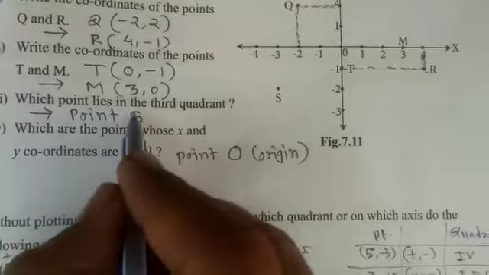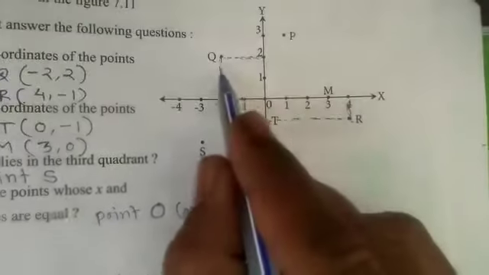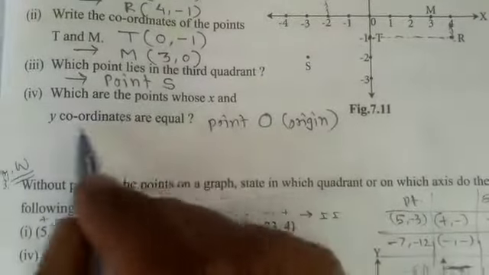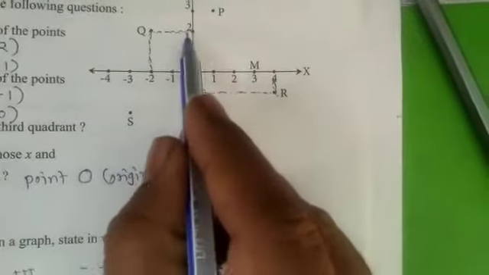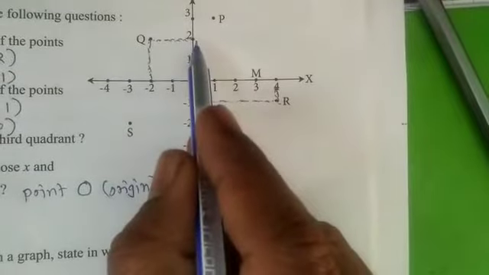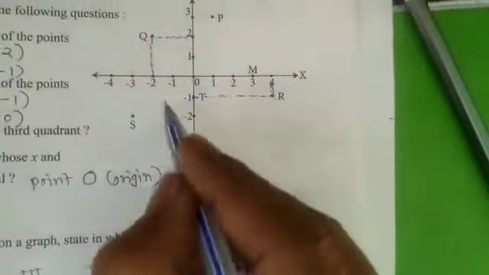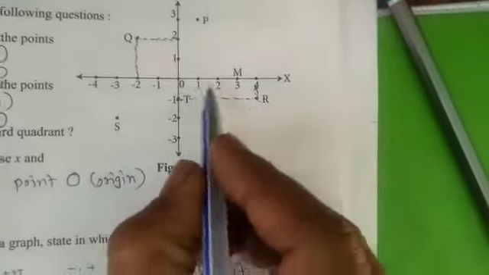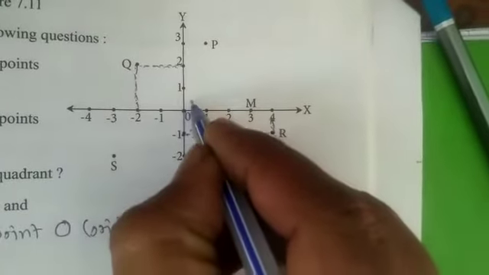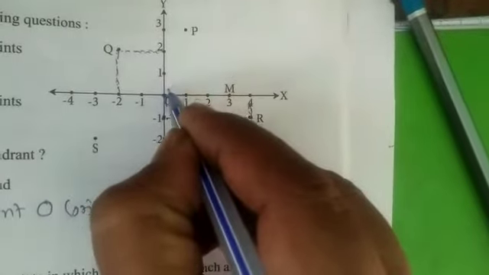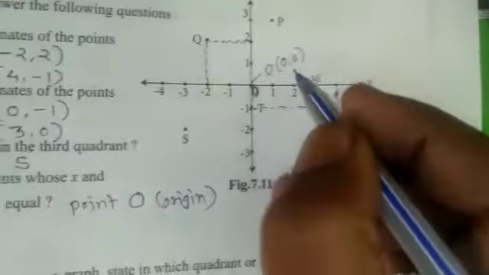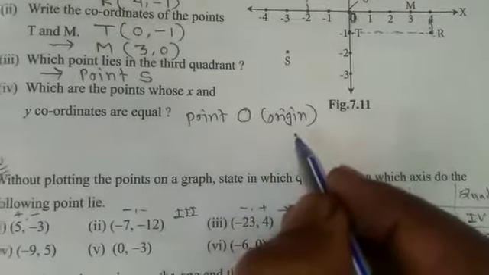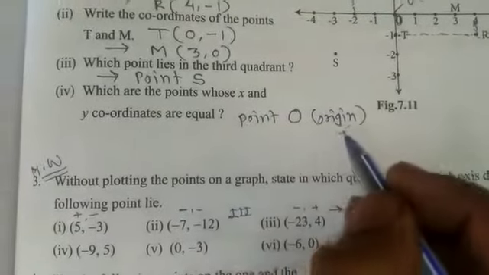Which point lies in the third quadrant? First quadrant, second quadrant, third quadrant. Point S lies in the third quadrant. Which are the points whose x and y coordinate are equal? Both coordinates are equal. See here, x coordinate is minus 2, y coordinate is 2, not equal. So no one point is there where both coordinates are equal. But here this is the O, and O means origin, and coordinate of origin is 0, 0. So the point O, origin, has both coordinates equal.